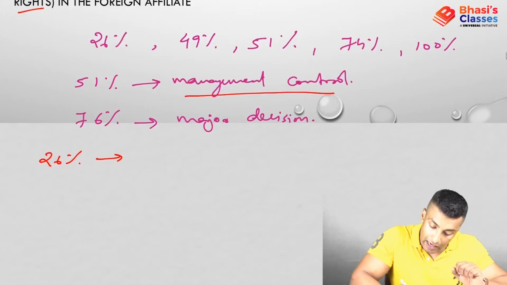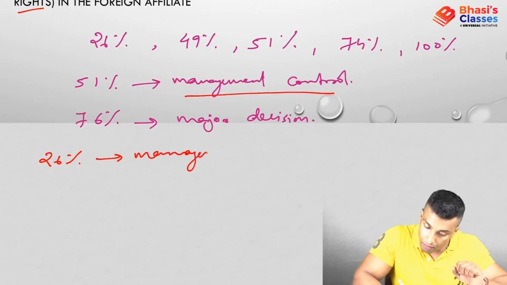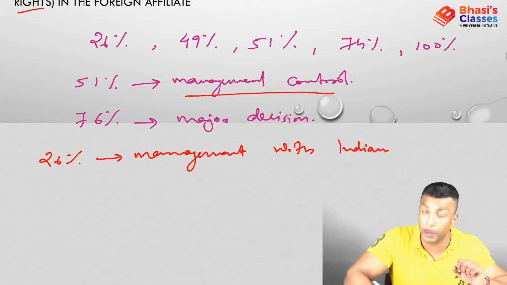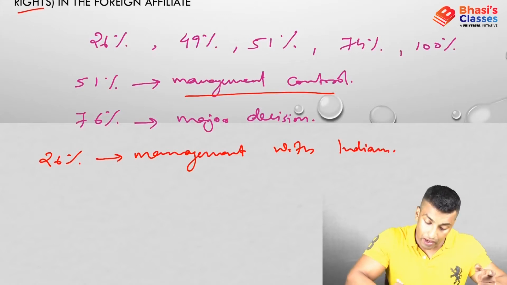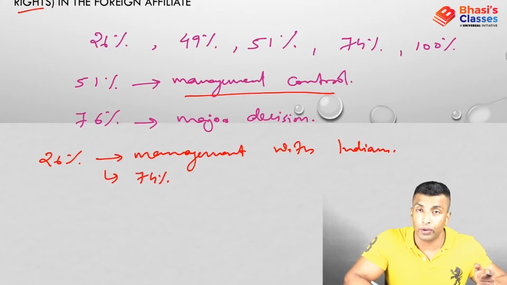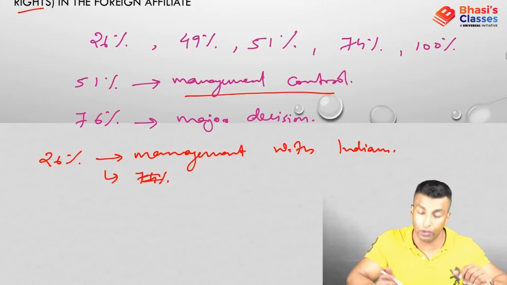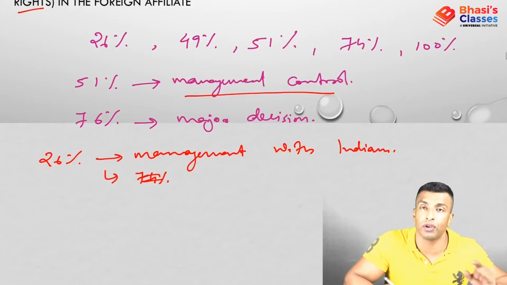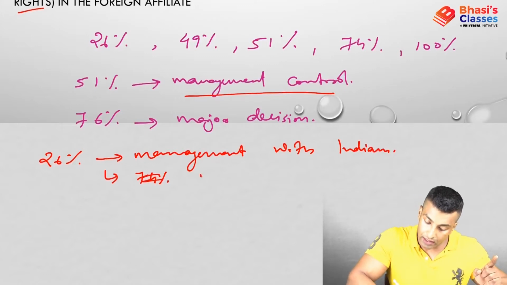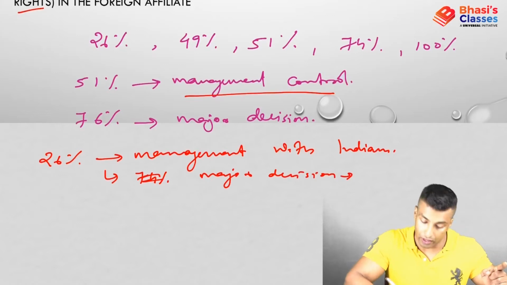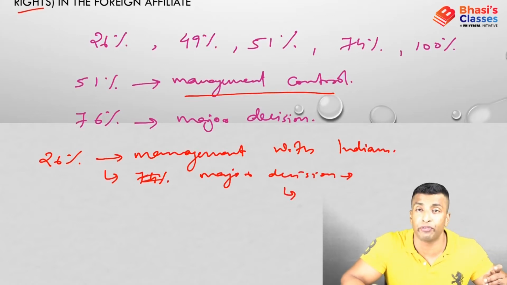Okay, so management is with Indians, but for major decisions, because you have 26%, means you have only 74% left out. So with 74% you can't take major decisions. If you need to take major decisions, you need the support of the foreigner, that means the other company who's investing. So for major decisions you have to depend on the foreigner. For example, you can see news media, defense, etc.